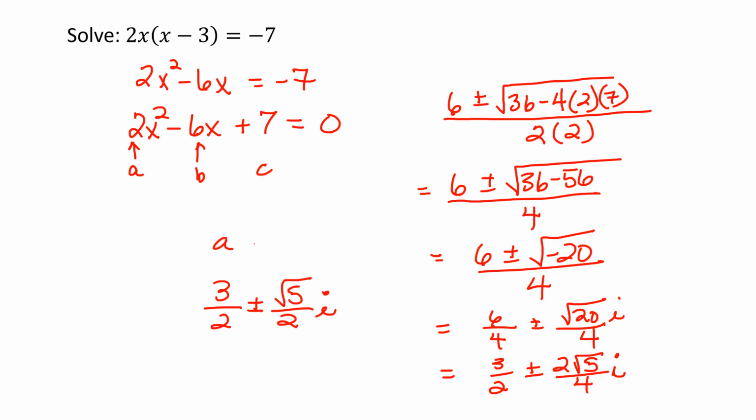So this is in your a plus bi form that you want to always leave your answers in when you have a complex answer. So those are the solutions to this quadratic equation: 3/2 plus the square root of 5 over 2i, and 3/2 minus the square root of 5 over 2i. And complex solutions to quadratic equations always come in conjugate pairs.